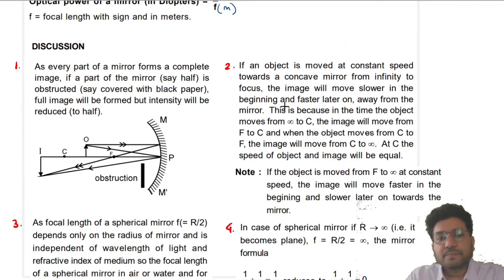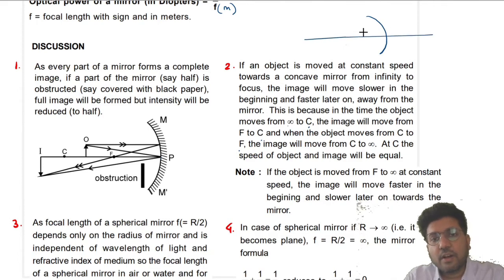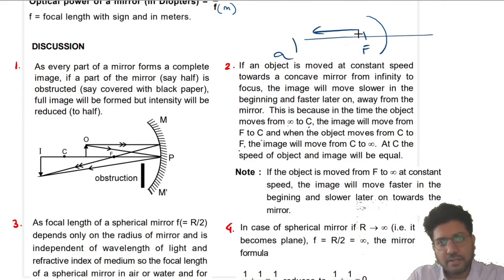Now see, this is because in the time the object moves from infinity to the center of curvature, that is 2f, the image will move from focus to center of curvature. That means a small distance is traveled by the image. But when the object moves from center of curvature to focus, the image will move from center of curvature to infinity. That means the image is now moving faster. At c, the speed of object and image will be equal, obviously, because at c the object distance is equal to image distance. If the object is moved from f to infinity, then the reverse will happen. First the image will move faster and then the image will slow down later on.